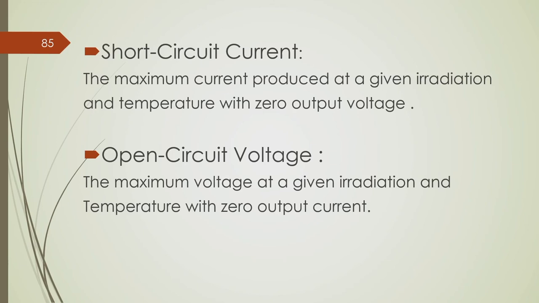Before I show you this characteristics curve, there are different definitions that one needs to know. One is called short circuit current. The short circuit current is the maximum current produced at a given irradiation and temperature with zero output voltage. Short circuit means output voltage is zero and it gives maximum current. And open circuit voltage is the maximum voltage corresponding to zero current, for a given value of irradiation and temperature. In fact, similar to the wind energy conversion system, where the power available in the wind varies with the wind speed, here also in the photovoltaic system, the generation of a solar cell depends upon the temperature and solar irradiation at a particular instant of time.